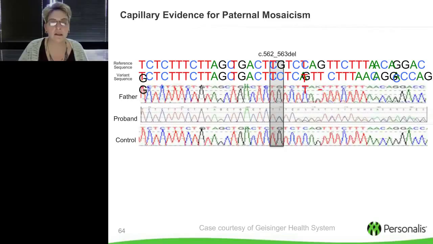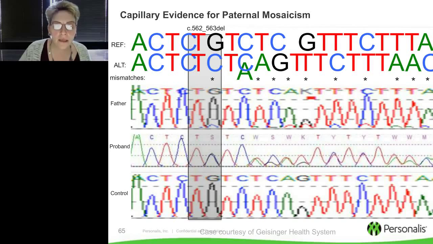When we went in and Sanger validated this, and I apologize for the transformation problem here, because this is an insertion, we could actually see the ghost of the offsets, which allowed us to confirm that the father was indeed mosaic.